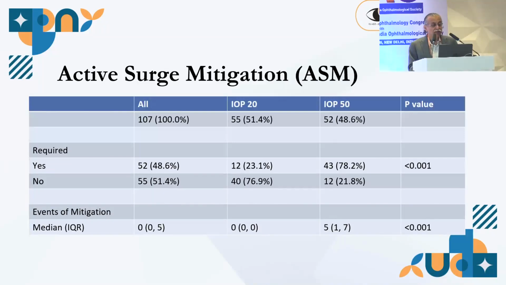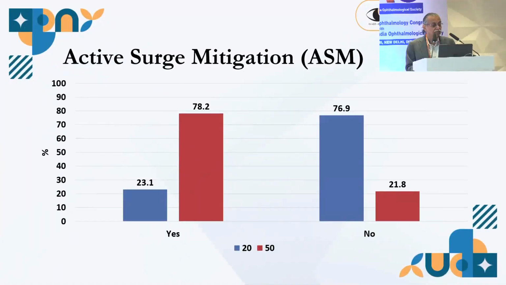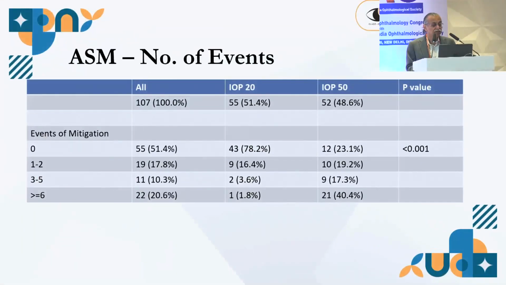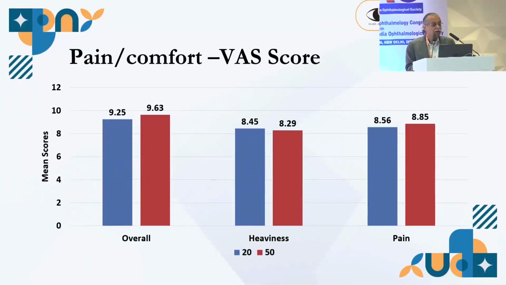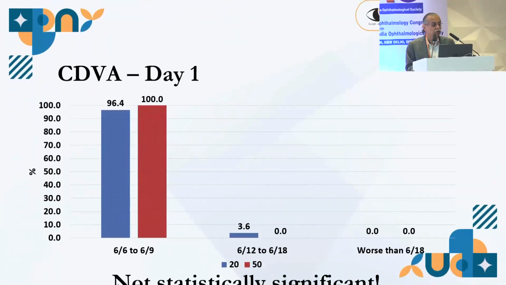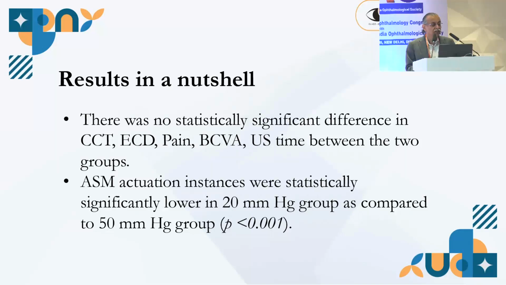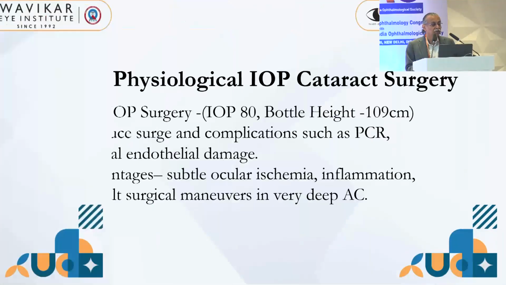Active surge mitigation, over here we found a lot of difference. In 20 IOP group, it was initiated only in 12% of the cases, as compared to 43% in 50 IOP group, which is statistically significant. Even the number of instances were much higher in the 50 group as compared to the 20 group, which is again statistically quite significant. Pain comfort, no difference between the two groups, CDVA, no difference. So in a nutshell, there was no difference in any parameters except ASM, that is active surge mitigation, which was much lower in the 20 group as compared to 50.